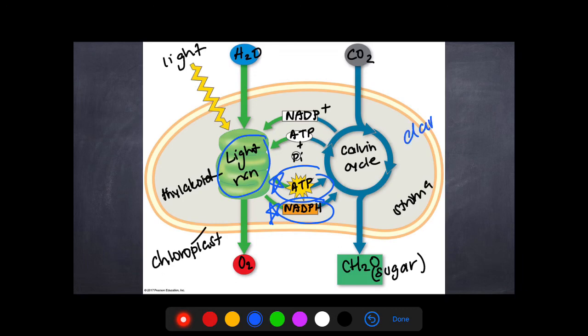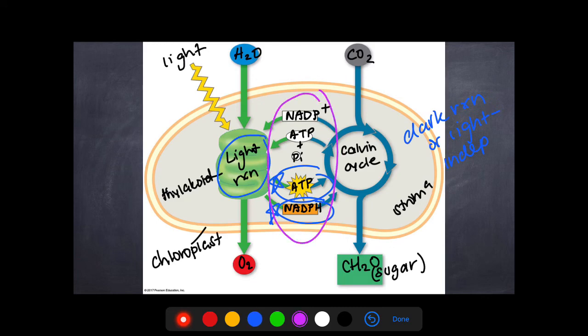The steps in the Calvin cycle are sometimes referred to as the dark reaction or light independent reaction, because they don't need light directly in order to function, since they get all of their material from the light reaction. But the Calvin cycle does happen during the day, because that's when the light reaction is occurring.